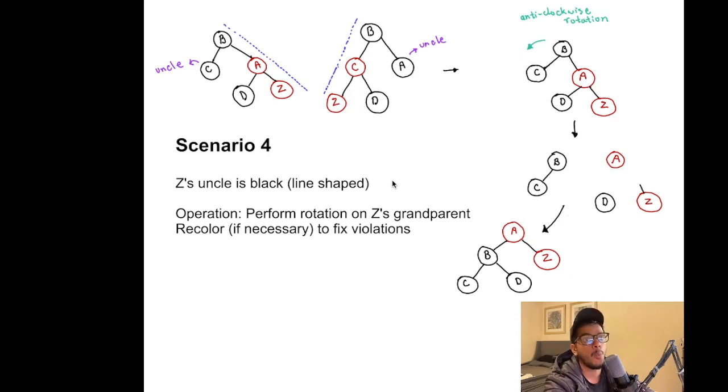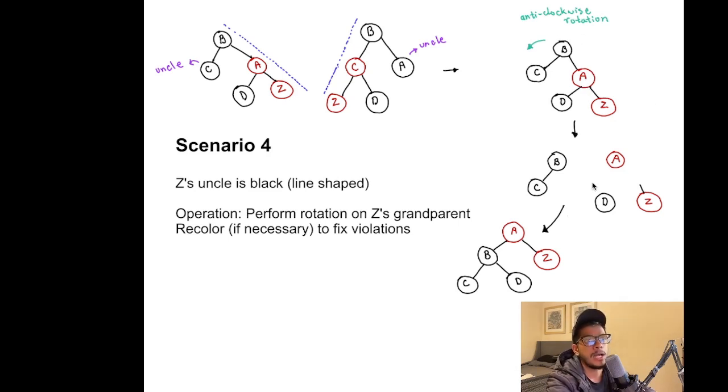What rotation we end up performing will depend on the direction of the rotation. So you can see that if the line arc is slanted like this, we will perform an anti-clockwise rotation. The opposite is also true. So if the arc shape is slanted to the left, then we would perform a clockwise rotation on the grandparent of Z.